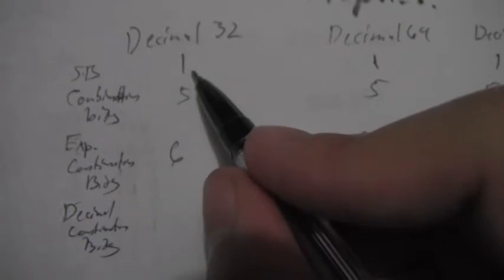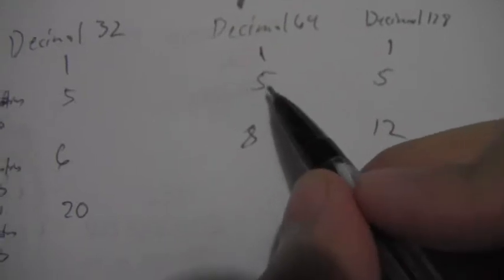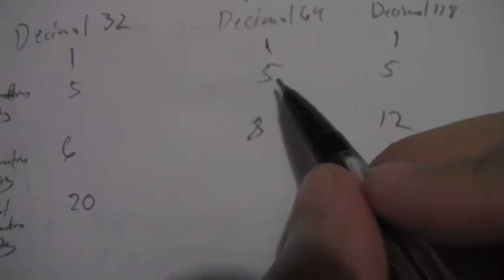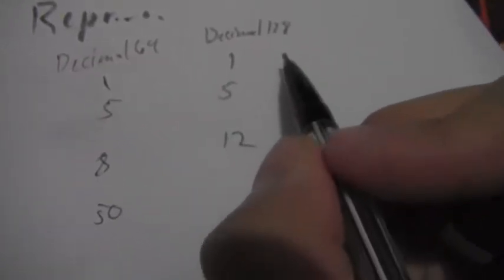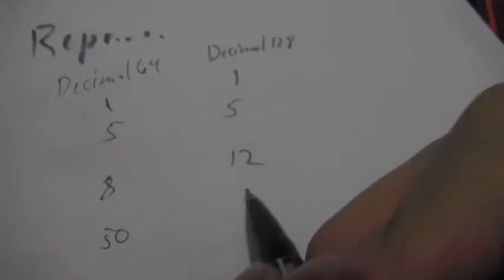6 plus 1 is 7, plus 5 is 12, 32 minus 12 is 20. 8 plus 1 is 9, plus 5 is 14, 64 minus 14 is 50. 5 plus 1 is 6, plus 12 is 18, 128 minus 18 is 110. So, how many decimal digits can you represent?